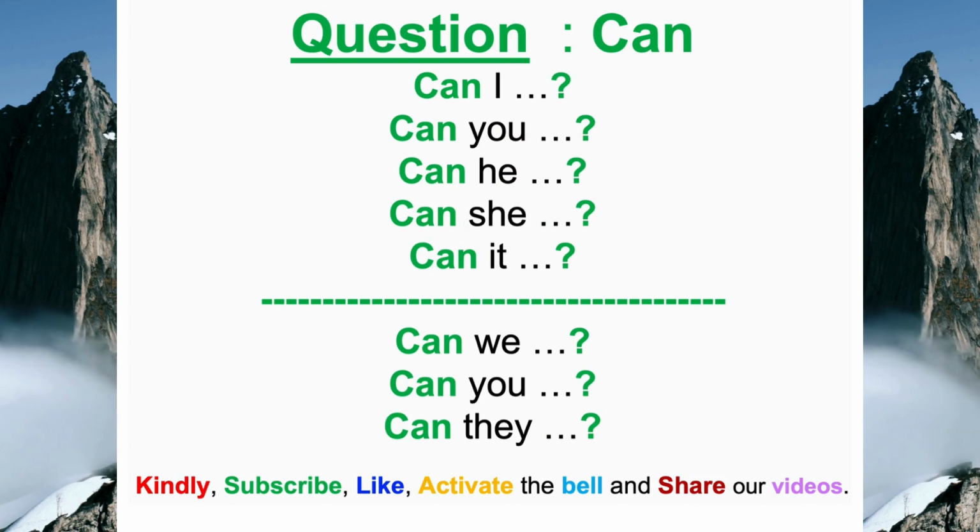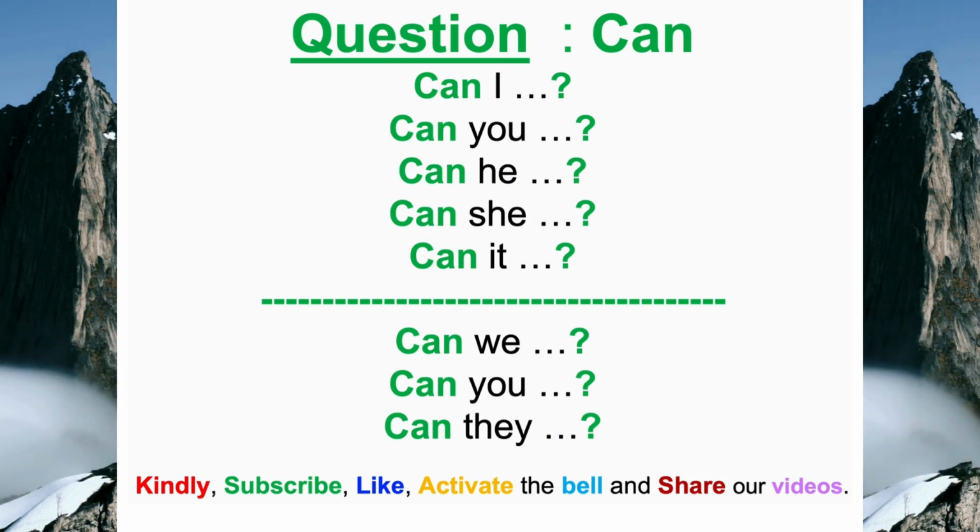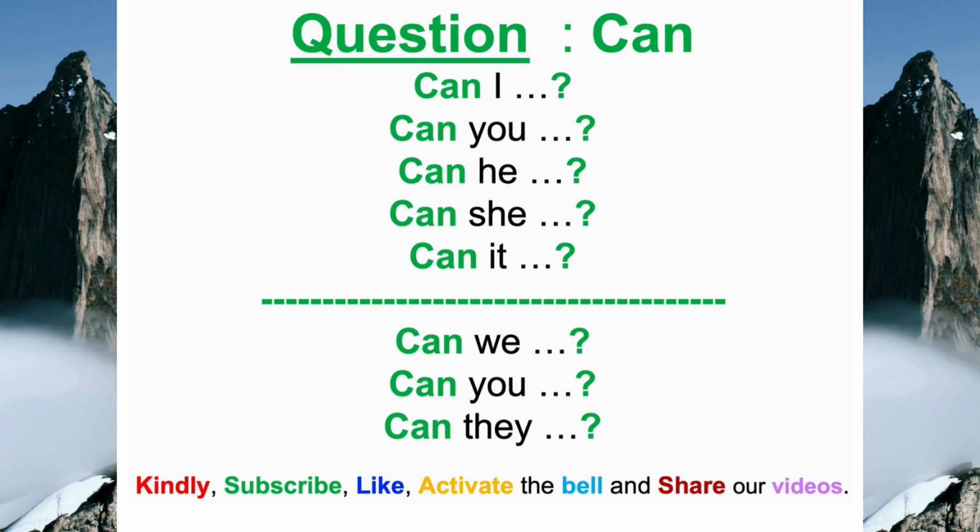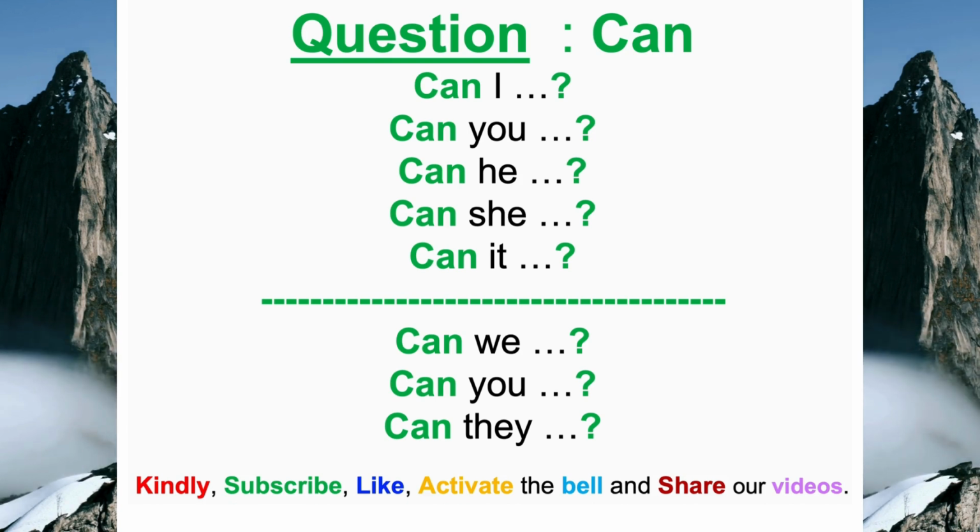In the question form, we don't need do and does to make the question. We just put can at the beginning of the question and after it subject pronouns. So let's see these examples. Can I? Can you? Can he? Can she? Can it? Can we? Can you? Can they? Let's repeat after me questions with can.